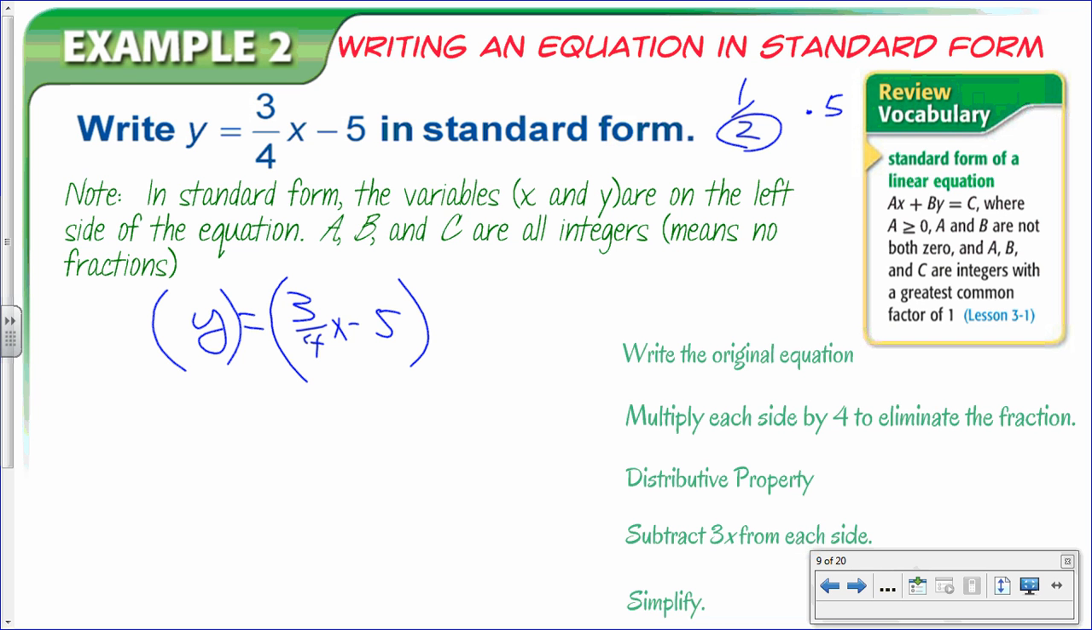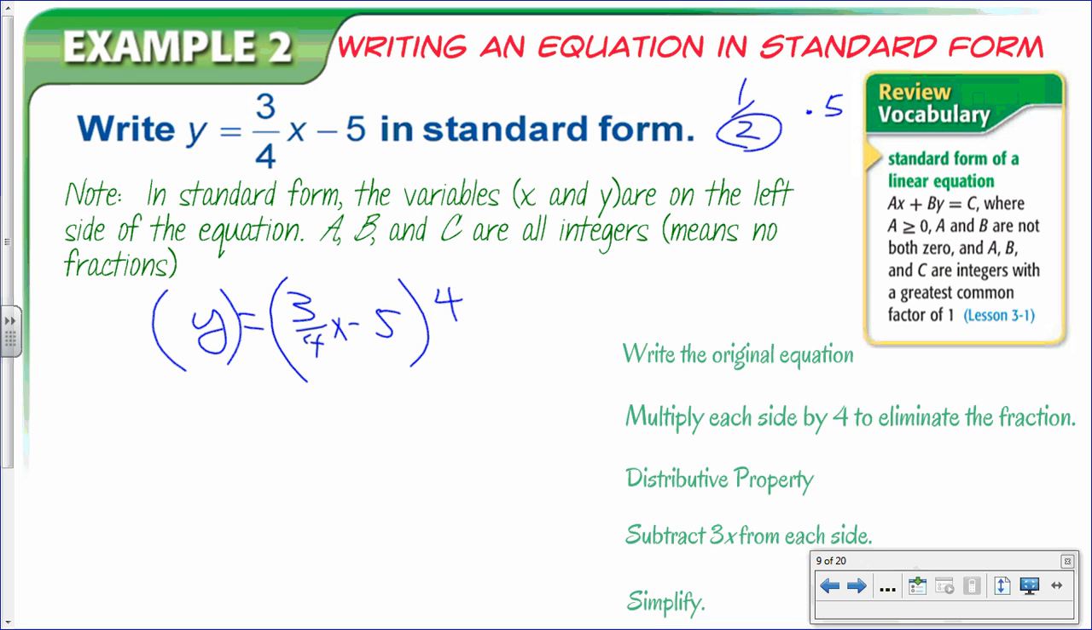Why did I put parentheses? Because I know that I'm going to multiply. You with me? Okay. What's the bottom number? What's the denominator? 4. So I have to multiply by 4. And just multiply by the bottom number. You guys with me? Just multiply by the bottom number, which is 4.